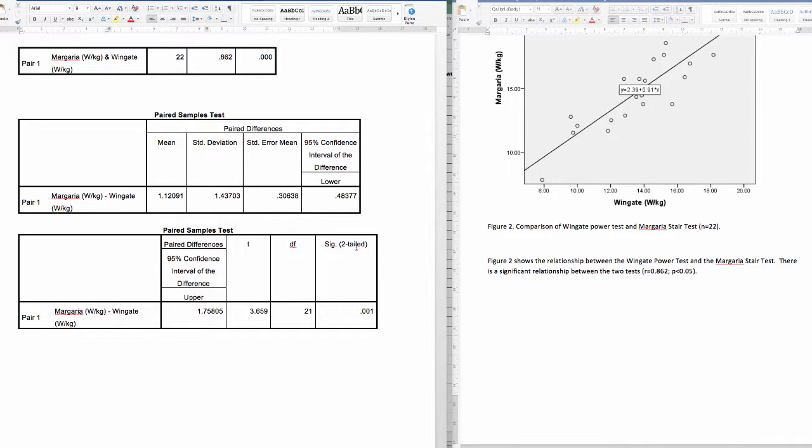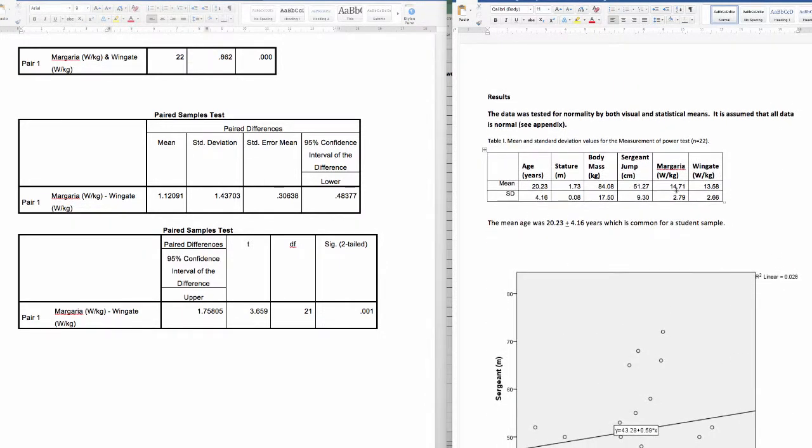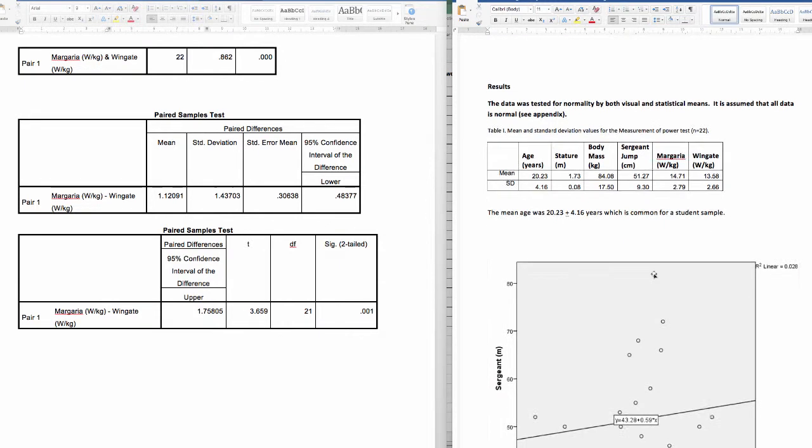Sig two-tailed means a normal distribution curve, and if that value is less than 0.05, then there is a significant difference. 0.01 is less than 0.05, so there is. Or in other words, going back to our results, that 14.71 is significantly different to that one. So the two tests do report different values. The Margarita will always give you a score that is slightly higher than the Wingate test. You can't substitute one for the other without taking that into consideration.